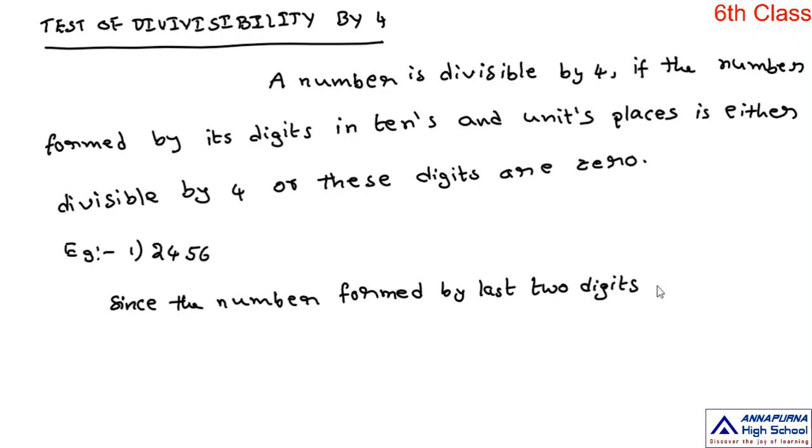What is the number? That is 56. We check whether 56 is divisible by 4 or not. 4 ones are 4, 1 down, 4 fours are 16. Remainder 0.